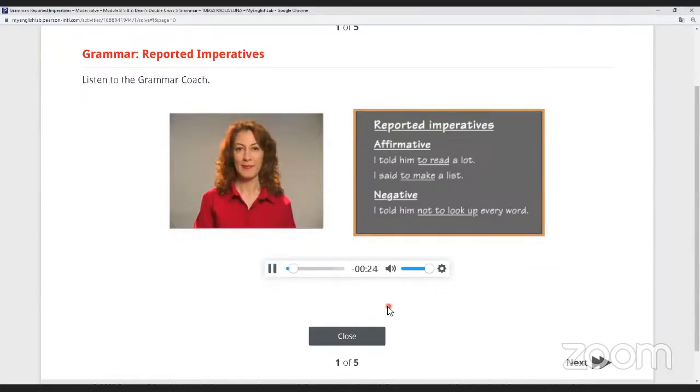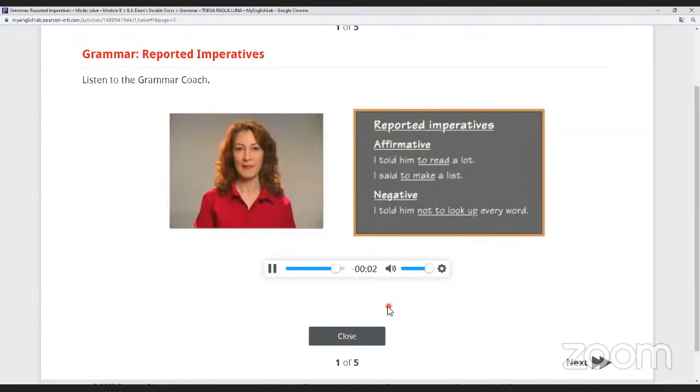Hi. Last week, a student asked me how he could improve his vocabulary. I told him to read a lot. I also told him not to look up every word, but to try to guess the meaning. I said to make a list of new words. All the sentences beginning with I told him and I said are examples of reported imperatives.